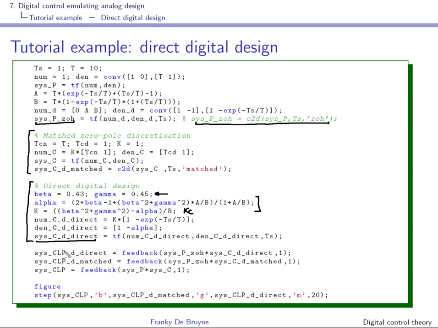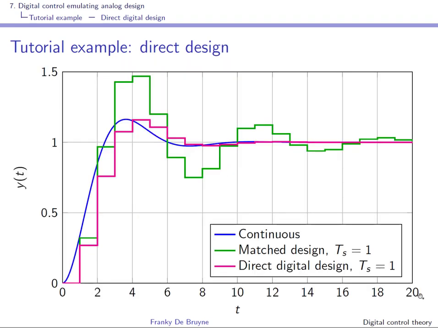You can now have a look at the closed loop transfer functions, the one that results from a direct digital design and the one that results from a matched zero pole discretization, and you can compare. So here you see the output step responses. The continuous time response with the continuous time controller serves as a reference. You can see here that we have an overshoot of roughly 17% and a settling time of roughly 10 seconds.